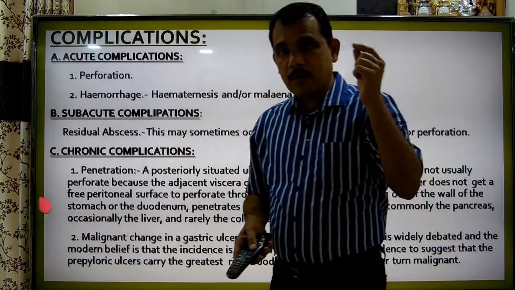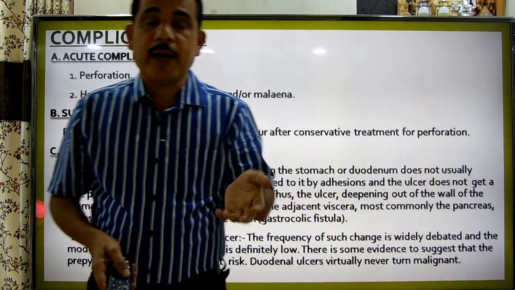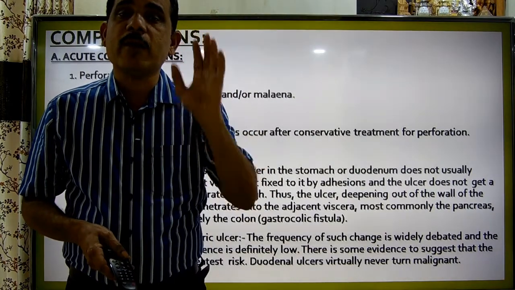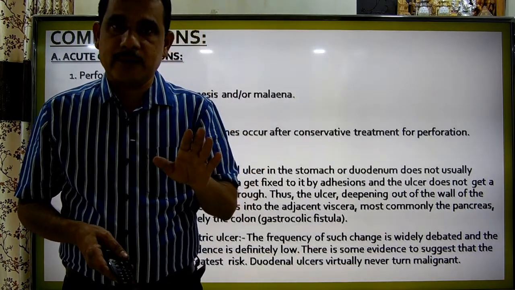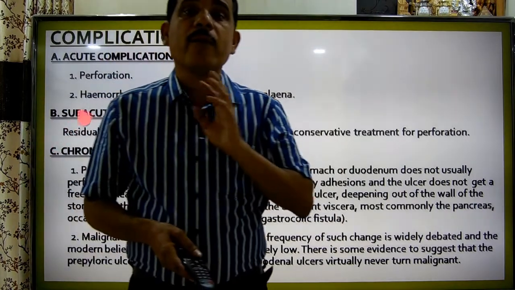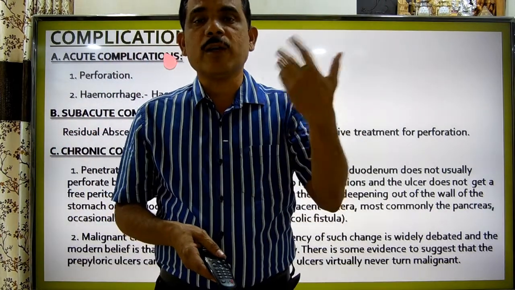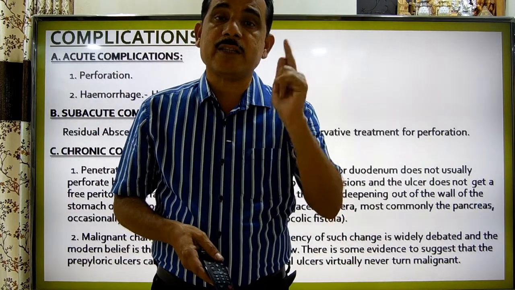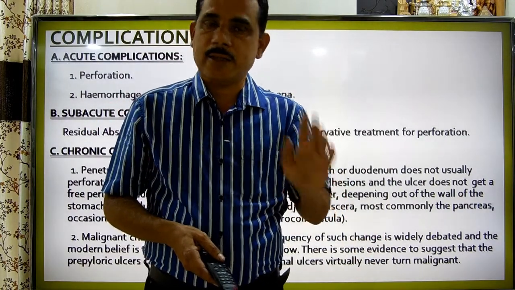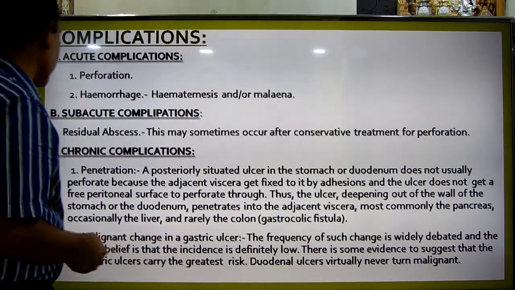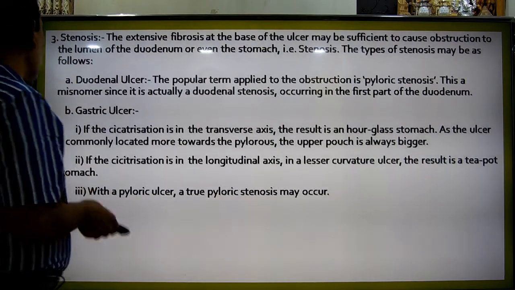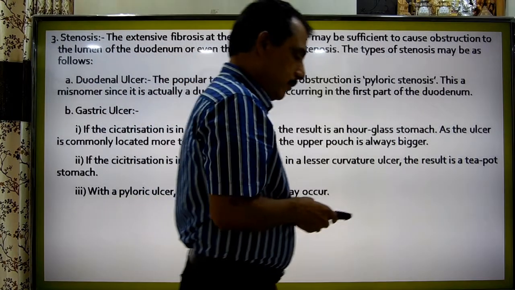Next complication, the second chronic one, is malignancy. The peptic ulcer may become malignant, and especially gastric ulcers have more tendency to become malignant or cancerous. Duodenal ulcers never turn into malignancy. So that's why in a gastric ulcer there is a risk of malignancy. Do you understand? So these are the chronic complications.